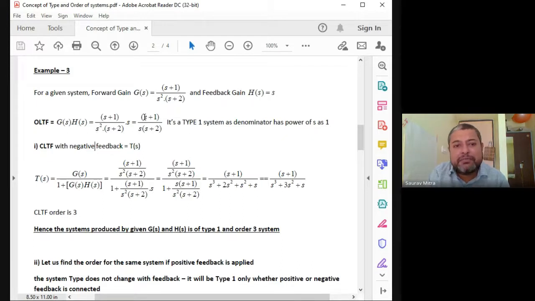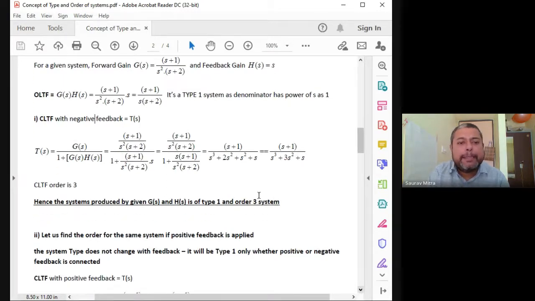And for the same system, GS and HS, you find what is the closed loop transfer function. That is GS divided by 1 plus GS HS. Many such numericals we have done in the block reduction technique. So we are finding this as GS by 1 plus GS HS. In that case, we are finding S plus 1 divided by S cube plus 3S square plus S.